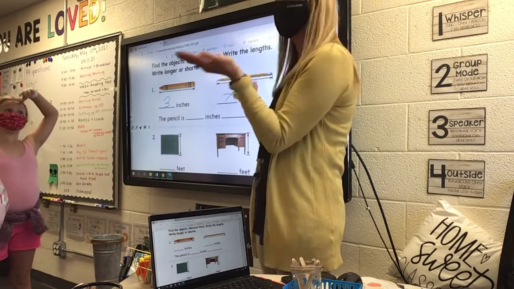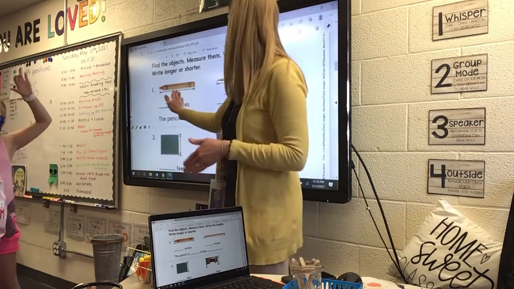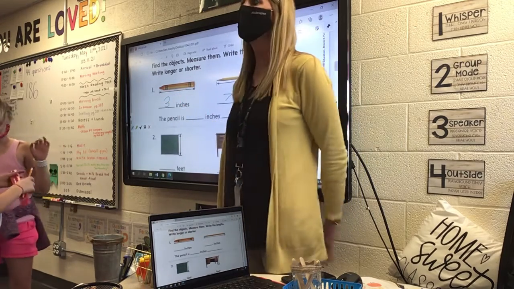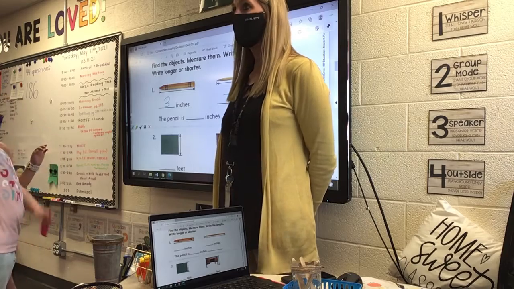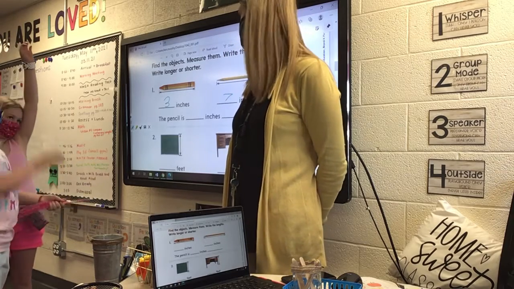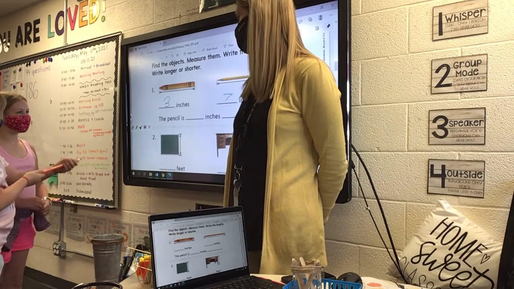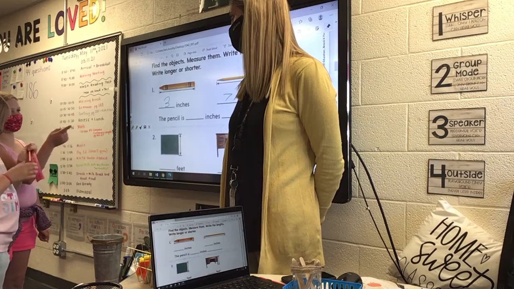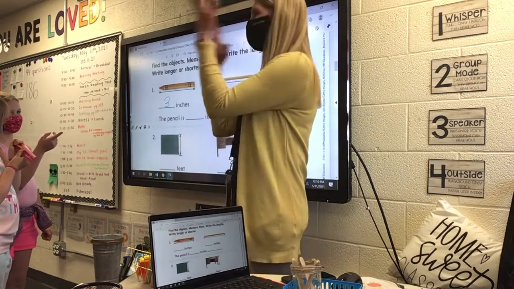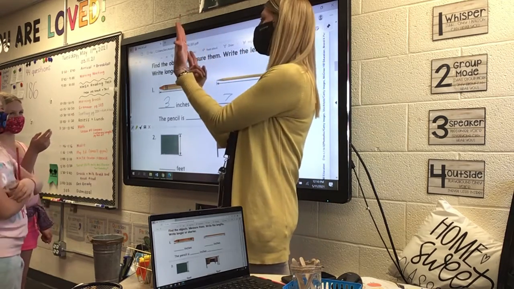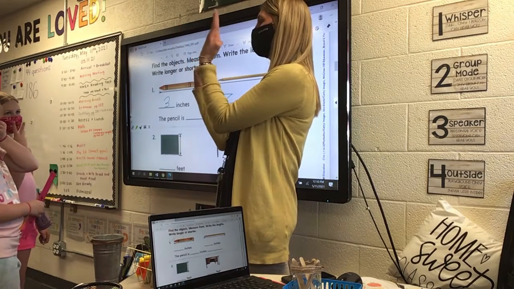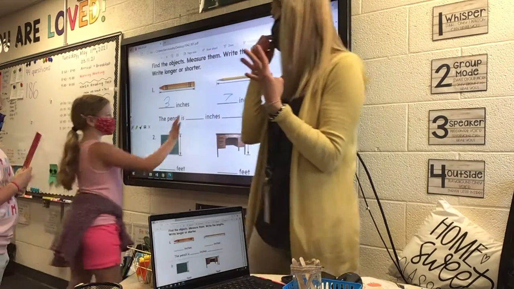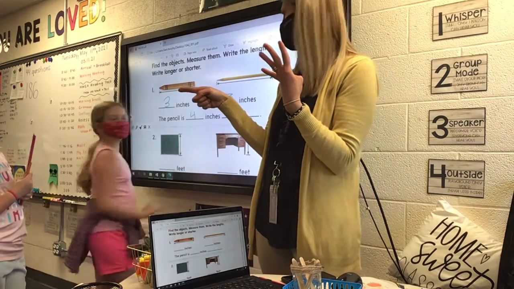So let's compare them. The pencil is 7, the crayon's 3. What's the difference? If I subtract 7 and 3, what's the difference, Kinsley? Okay, the pencil is 7. The crayon is 3. So if I take 3 away, 1, 2, 3, 4. So the pencil is 4 inches. So put 4 there. And then you can do the next part, Charlotte, okay?